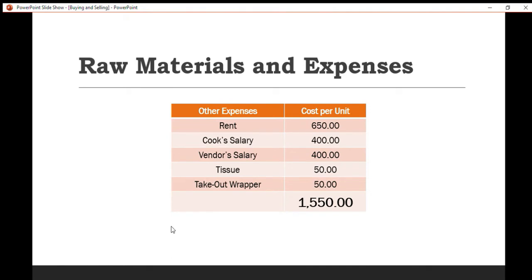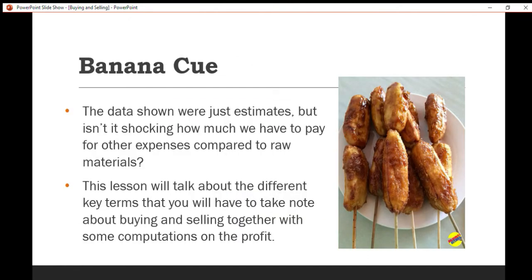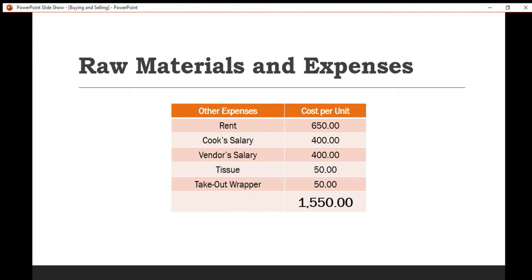Okay, next. Other expenses, rent. So ito hindi na natin per piece kasi as a whole ito. Pero siya ay per day. Okay, so ang rent natin, let's say 650 ang bayad mo sa cart sa isang araw. Although sa tingin ko masyadong mahal yung 650, parang price na to ng, let's say, groceries, or let's say nagtitinda ka sa isang air-conditioned establishment.